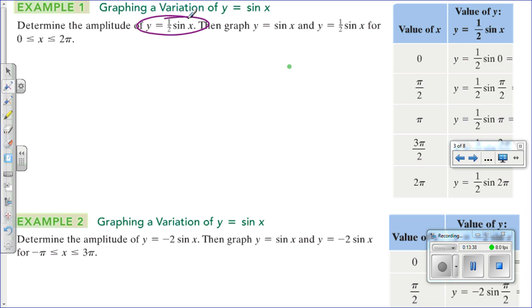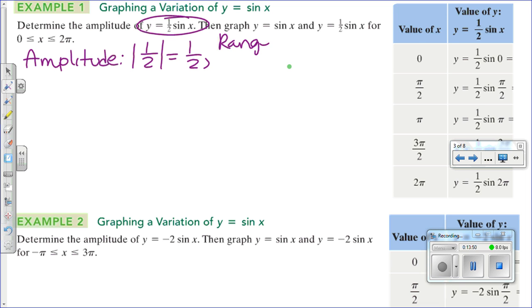All right? So the amplitude here will be the absolute value of 1/2, which is just 1/2. And so that means that the range for this function is going to be -1/2 to +1/2. Since we don't have any type of vertical shifting, we could know right away that the maximum will be 1/2. And I'm talking about the y values, and the minimum will be -1/2.